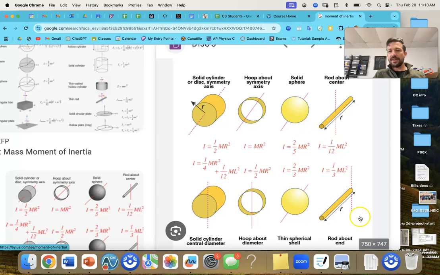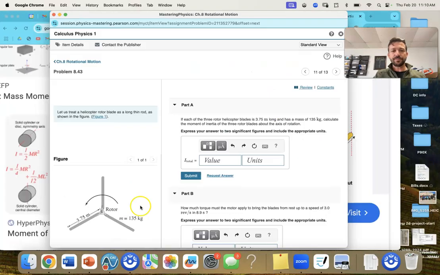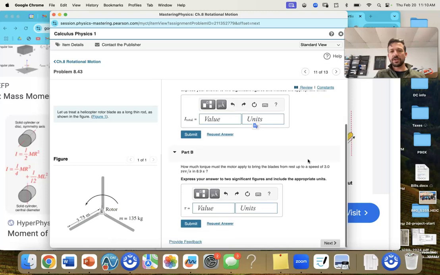So I'm thinking like this one right here, the rod about its end. Because you can think of this as the one rotor blade, and it rotates around this middle point right here. So the moment of inertia is going to be 1/3 m L squared. So 1/3 times m times L squared, which is the length of the blade. And then multiply that by 3, and you'll have your total moment of inertia.